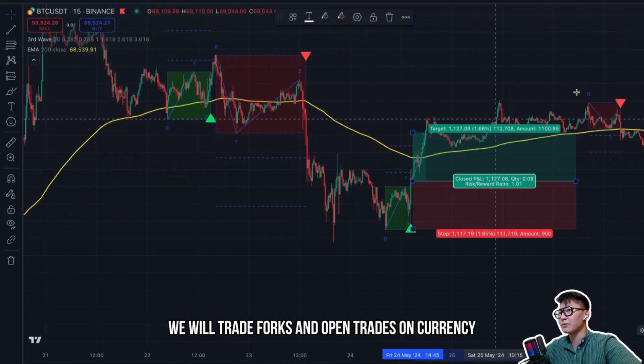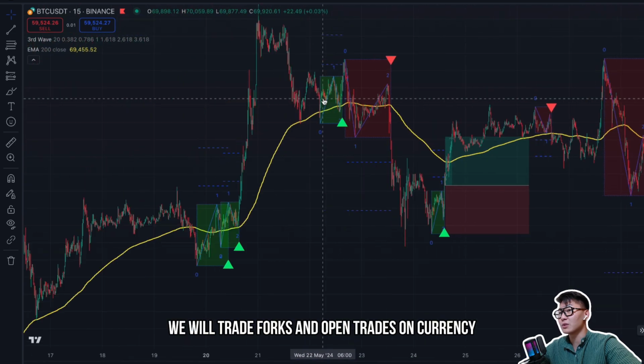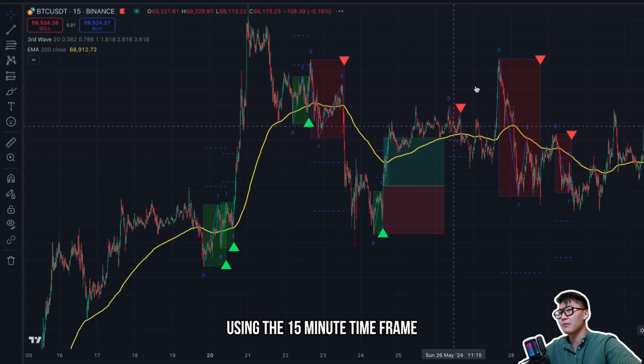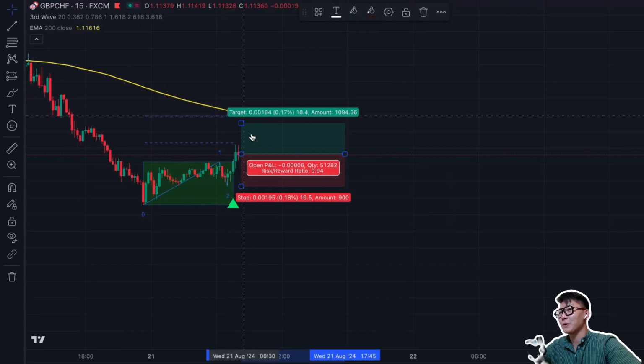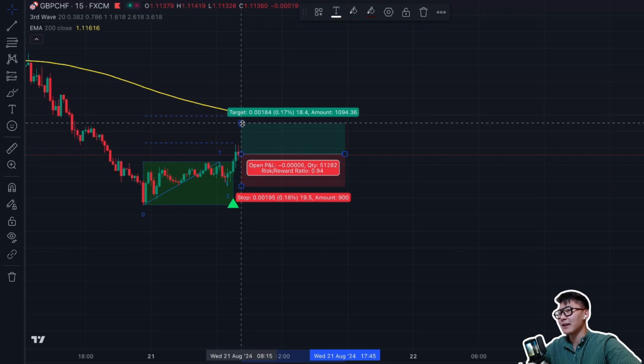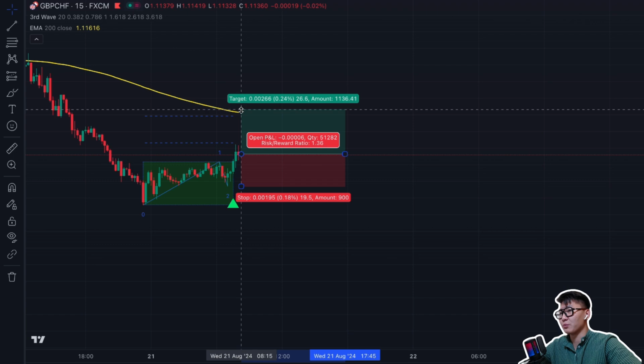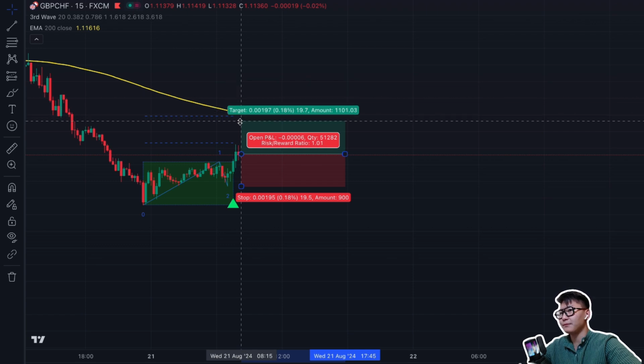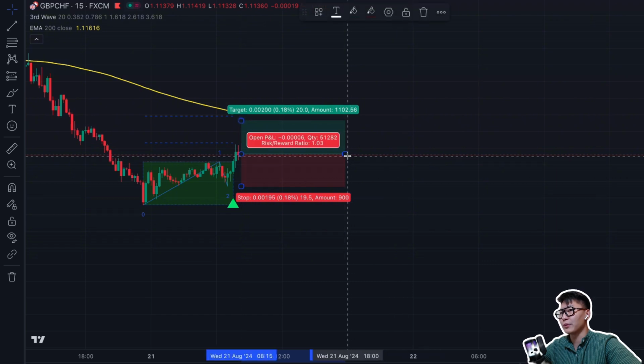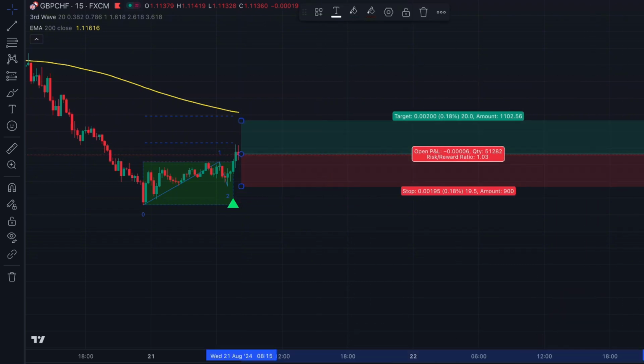Today we will trade Forex and open trades on currency pairs using a 15-minute time frame. Let's start our trading session. So guys, we have a signal to open a long position. Let's set our stop loss and take profit. The stop loss is placed at the structural minimum, and let's open a 1:1 position here and see how the first trade reacts to the entry point.